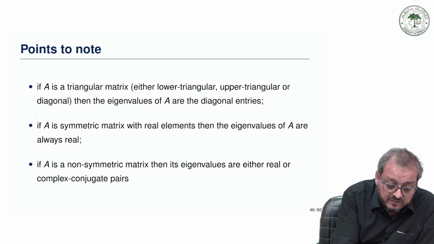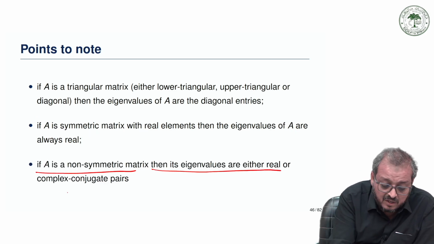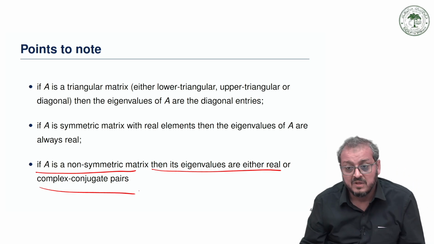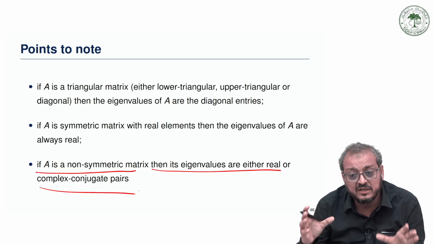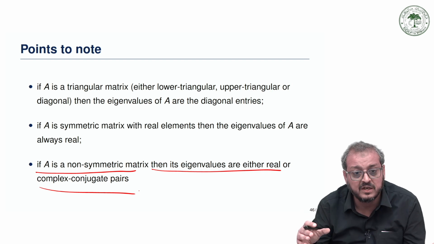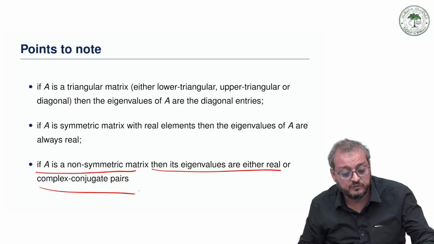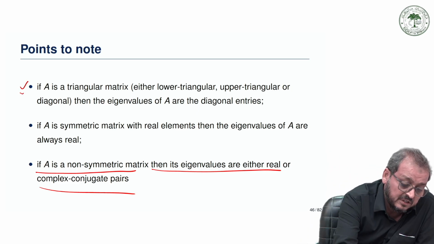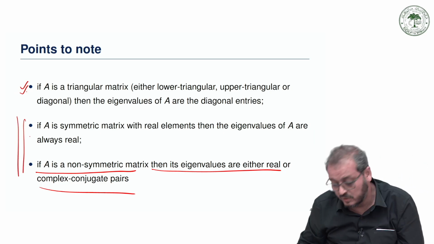Now, if A is a non-symmetric matrix, then the eigenvalues are either real or complex conjugate pairs. So this means if we have a symmetric matrix with real elements, then the eigenvalues of A are always real. If A is a non-symmetric matrix, then its eigenvalues are either real or complex conjugates. We have already discussed this by example. Now I will try to explain with these two examples.